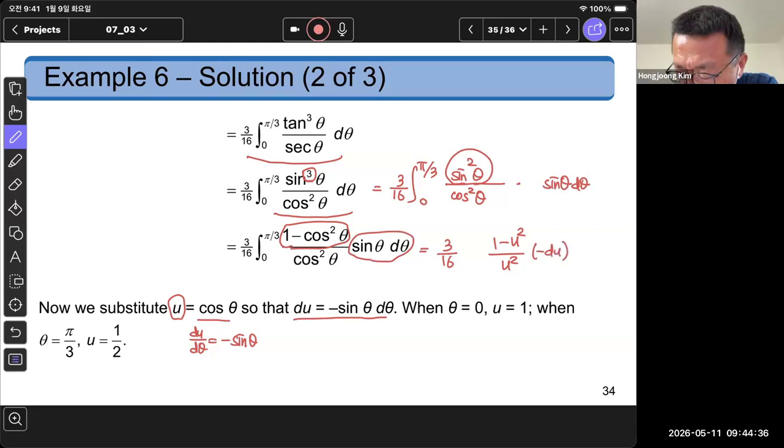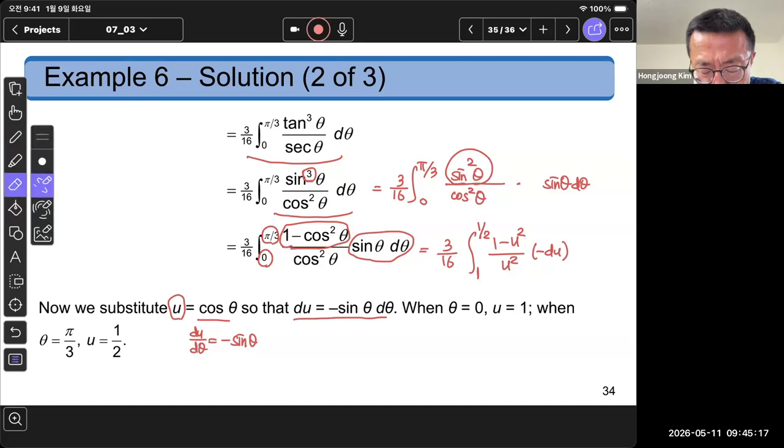Okay? And when theta is 0, cosine theta is 1. So the lower limit 0 will be replaced by 1 in the u variable. And when theta is pi third, cosine pi third will be 1/2. So the upper limit pi third will be replaced by 1/2 in the u variable. So this is what we have.